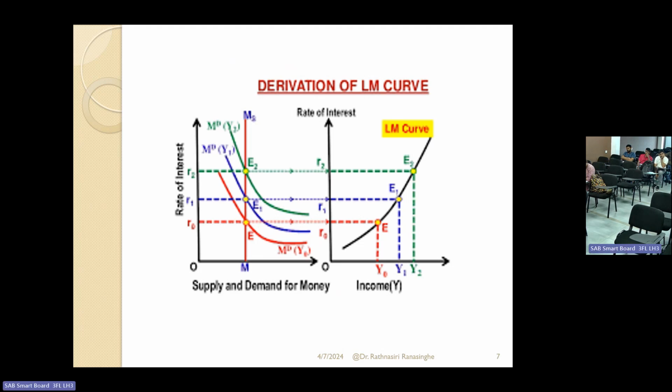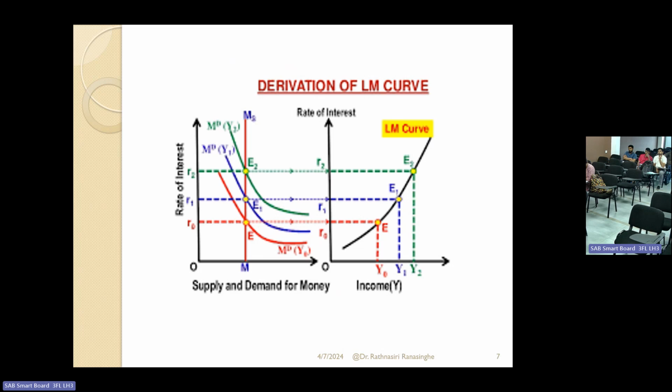We need to start from the beginning, right? And you can identify the points on the LM curve based on that. Initially, we assume the money market is in equilibrium. That is the initial situation. Then we assume there is a change in income. What is the impact on the money market? Based on that, we can identify the points in order to derive the LM curve. We need 2 points to derive the curve, and 2 points are sufficient.